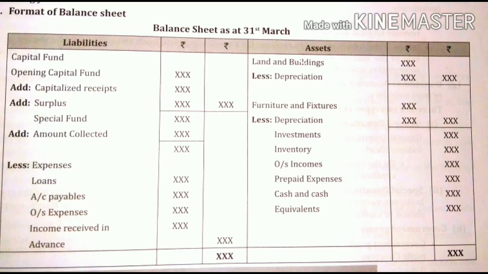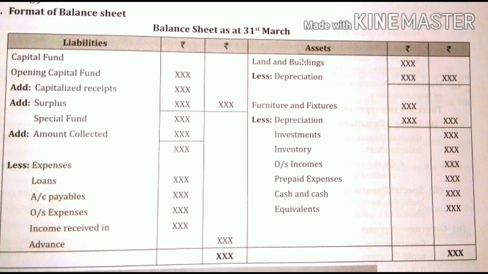Let's know the format of balance sheet. What is a balance sheet? It is a statement which shows liabilities and assets of not-for-profit organization at the end of the accounting year. Now let's see the format. Liabilities rupees, assets rupees. First, let's see liabilities. Capital fund, opening capital fund, add capitalized receipts, add surplus, special fund, add amount collected, less expenses, loans, accounts payable, outstanding expenses, income received in advance.